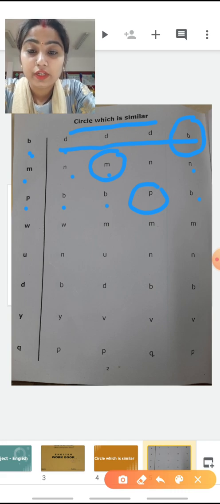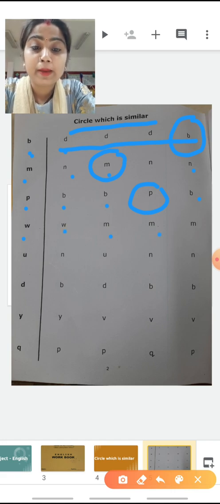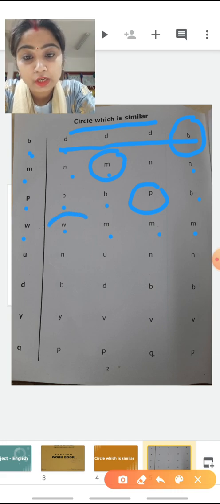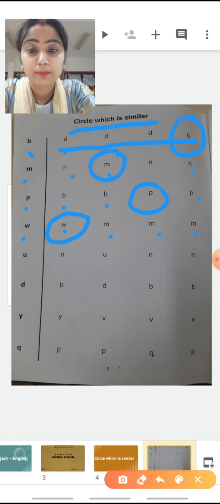Now the next letter is W. Now tell me which one is similar. W, M, M, M. W is given. So we are going to circle W, because it is similar to W. It is the same as W.